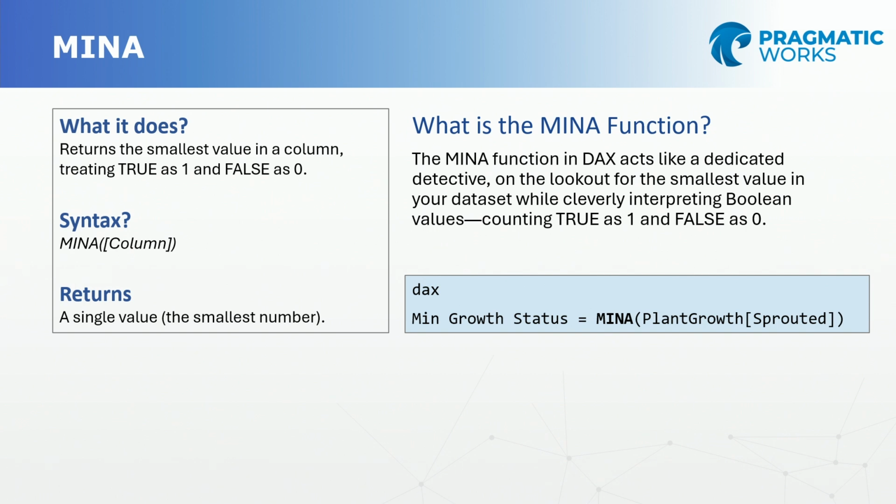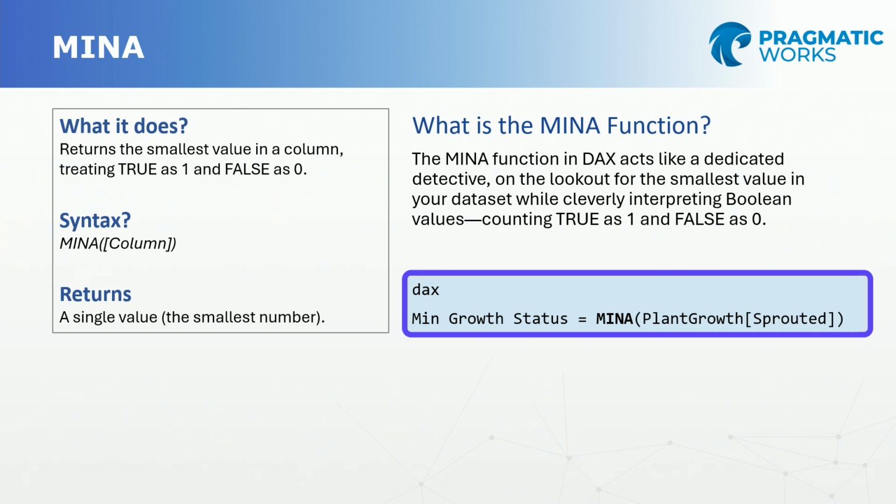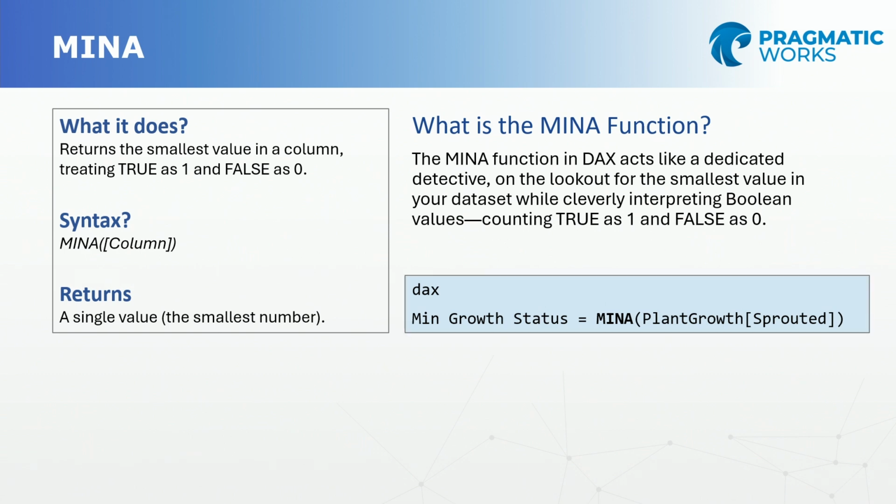One way to think about this is plants, right? If we want to look at growth in plants, if they have sprouted, we'd have the value true. If they haven't, we'd get false. And then we could use min-a to determine, do we still have some that have not sprouted? That would be a use case. But let's build it together.